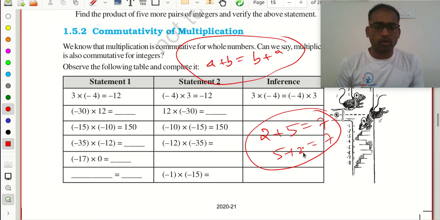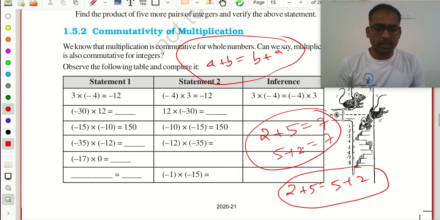Yes, these two are equal only, na? 2 plus 5 is equal to 5 plus 2. So it is under a commutative property. In the addition, we learned this thing in yesterday's class.